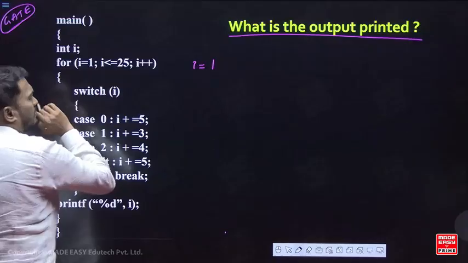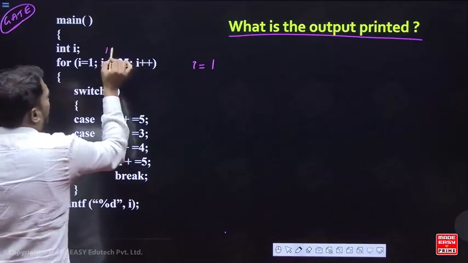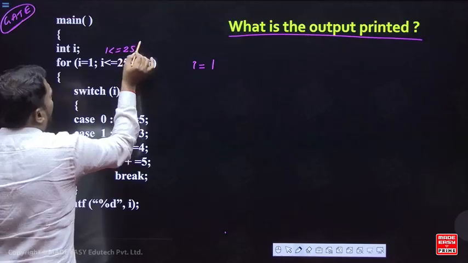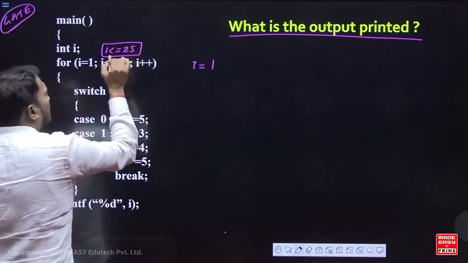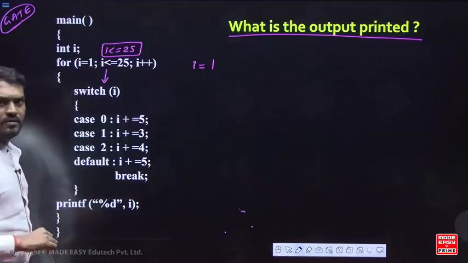Initially I value is 1. So first time you are checking in the for loop condition. I value is 1 here. So 1 less than or equal to 25. True or false? True. If it is true, you go inside.